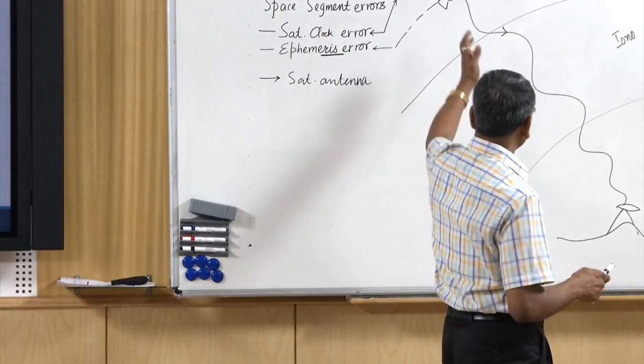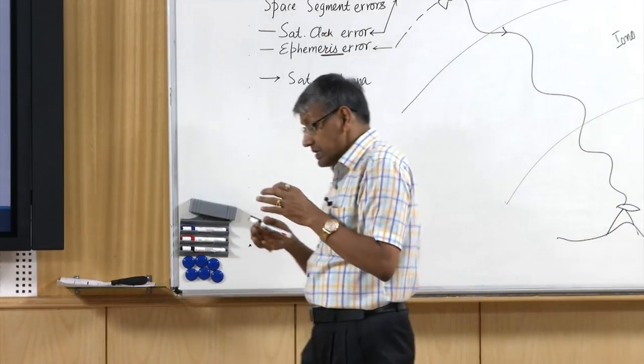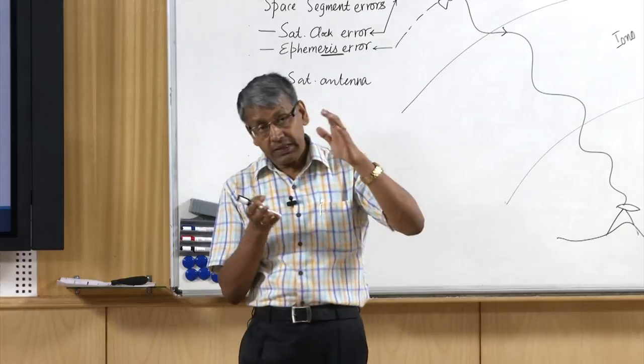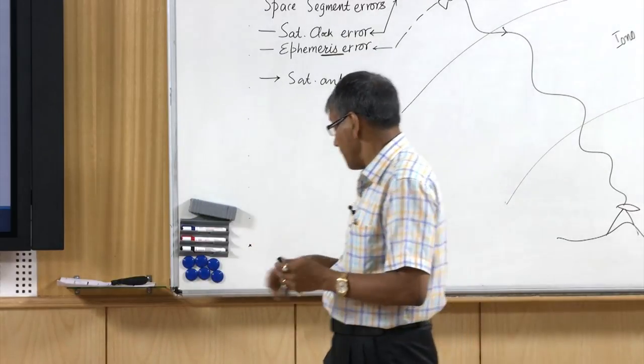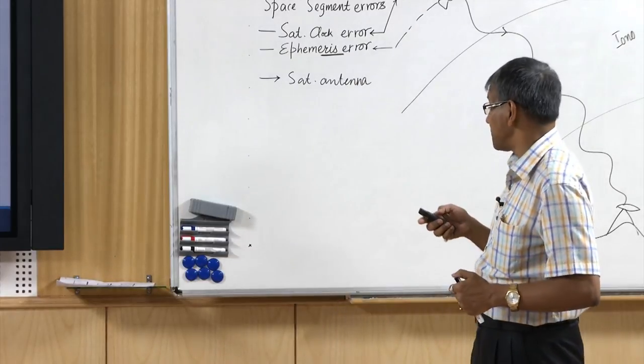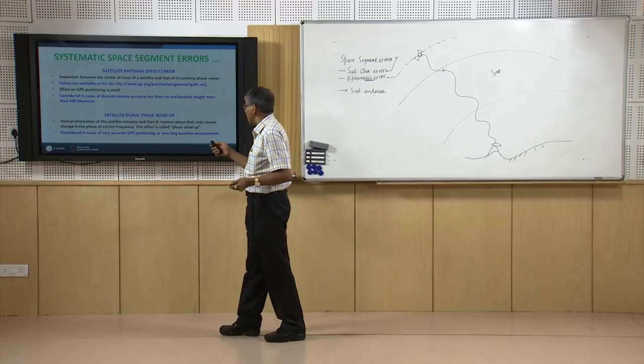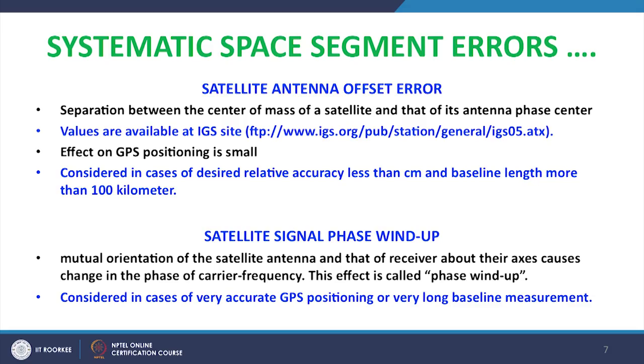The difference between the antenna face center of the satellite and the center of mass of the satellite has certain values, and that may be taken into account while computing for very precise estimation of position. And the values are available on the IGS site. So this may be used to compute the errors as well as to remove the error from GPS positioning.